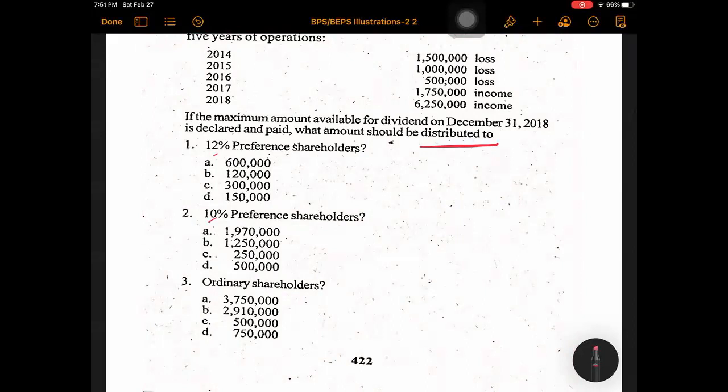It says here maximum amount of dividend. Right? Maximum amount of dividend. Where do we take our dividend from? From our retained earnings, right? So if we have retained earnings, we can distribute dividends. Let's read the problem.